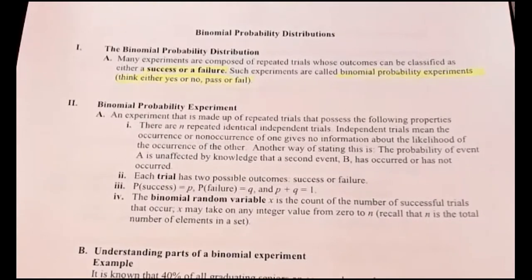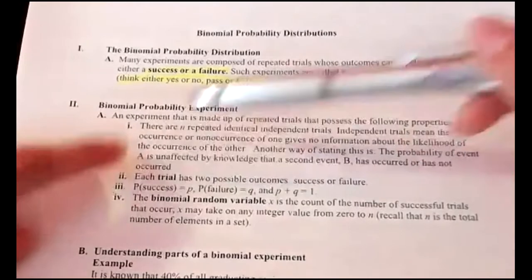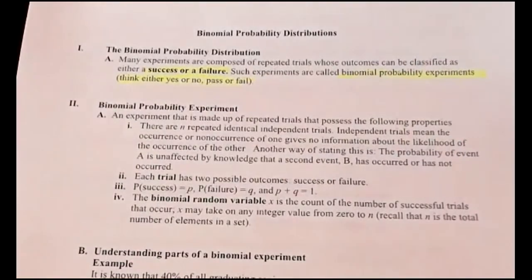Binomial probability experiment. An experiment that is made up of repeated trials that possess the following properties. And go ahead and just read part I, just the first one. There are n repeated identical independent trials.